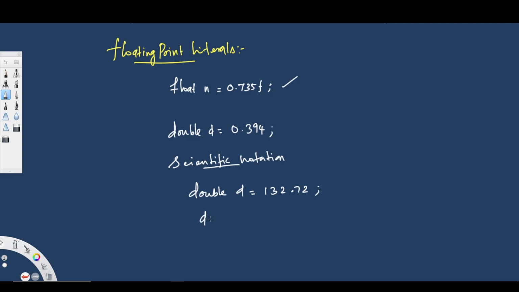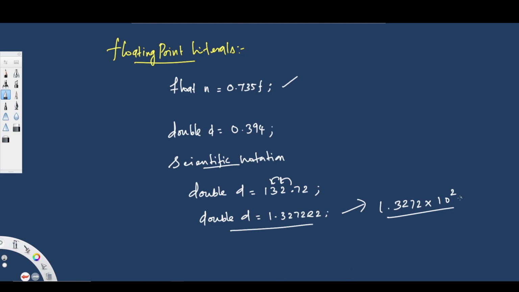Then you can specify this like 1.3272 e2, because we have moved 2 digits, so it is equivalent to 1.3272 into 10 square. If you multiply it with 100, then obviously you will get 132.72, right? So this is how you can specify in double. Okay, so that's all about the literals.